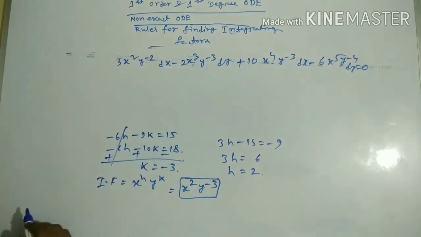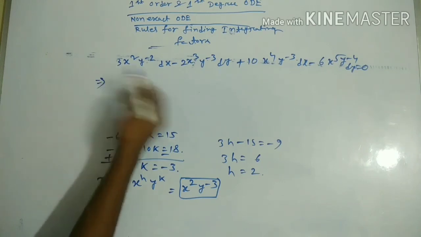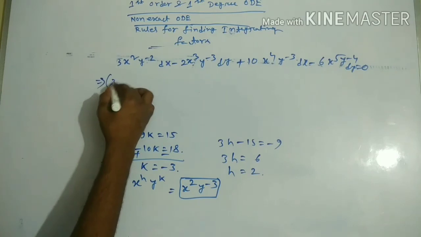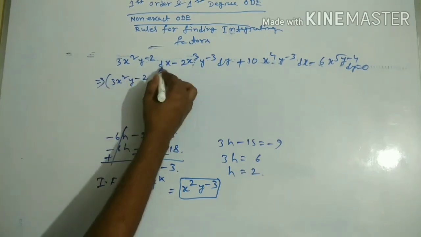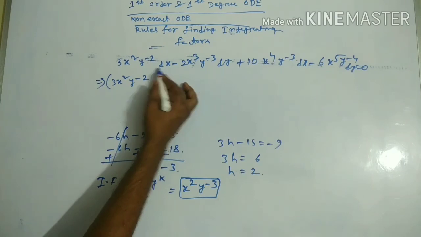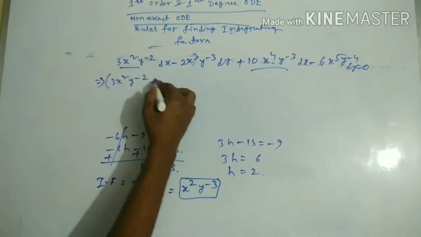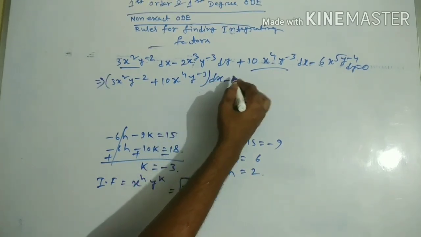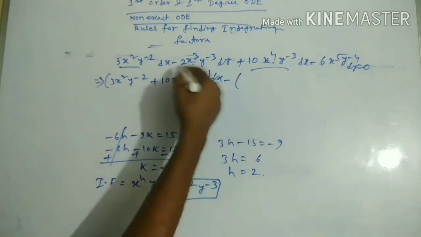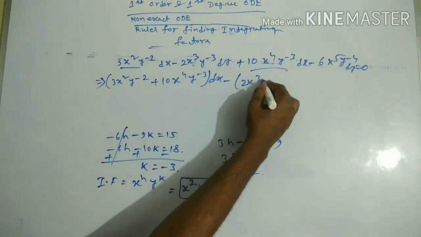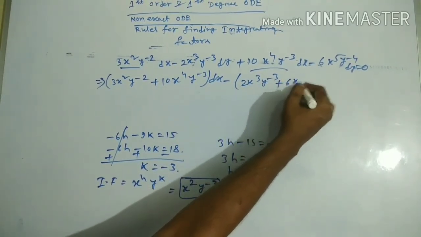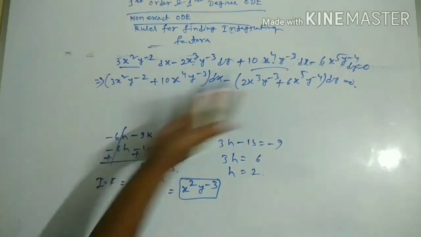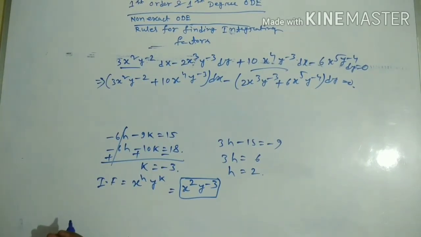how this comes. Okay. Now I am separating M and N, otherwise we can't solve this equation. M is 3x square y to the power minus 2, M is the terms which are with dx, this and this. So plus 10x to the power 4 y to the power minus 3. This is M, and N is, I am taking out minus common, 2x cube y to the power minus 3 plus 6x to the power 5 y to the power minus 4 dy equal to 0. So this is M and this is N. Now this is an exact equation, you know.